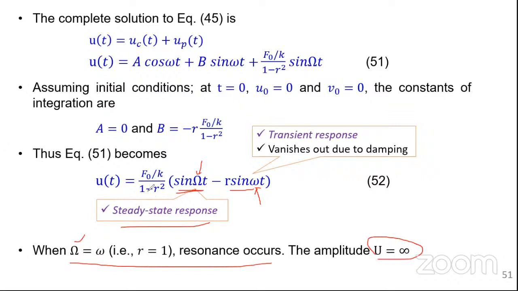Okay, so you can see here, because r is equal to capital omega over omega, and when these two are the same, 1 over 1 becomes 1. Here 1 minus 1, the denominator becomes 0. So of course, when you divide by 0, it becomes infinite. So that's when we talk of resonance occurring.